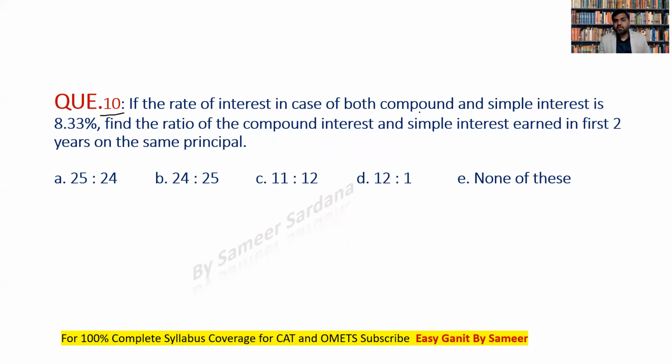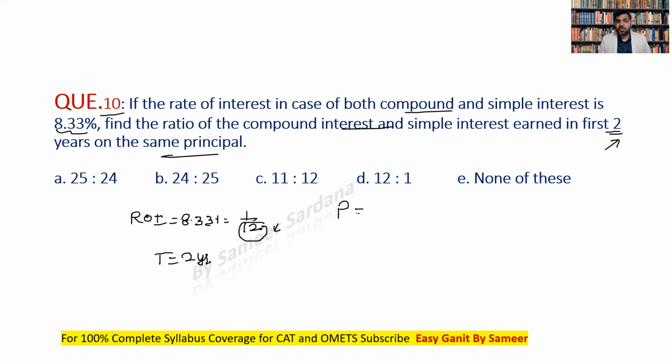Question 10. If the rate of interest in case of both compound and simple interest is 8.33%, find the ratio of the compound interest and simple interest on the first 2 years on the same principal. So the principal is the same for SI and CI. Rate of interest is also the same. We just need to find the ratio between compound interest and simple interest in the first 2 years. So guys, the key point is the rate of interest is 8.33%, which I can assume to be 1 by 12. To make my calculation easy, I'll assume the principal to be a multiple of 12, because I'm supposed to find the ratio of compound and simple interest for 2 years. I'll assume my principal to be equal to 12 square, which is 144.